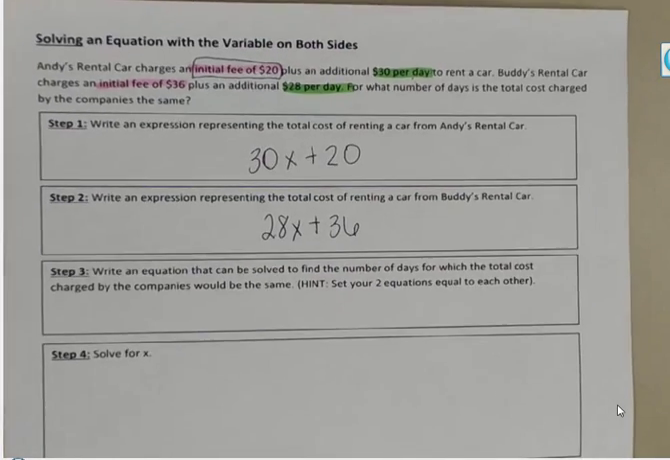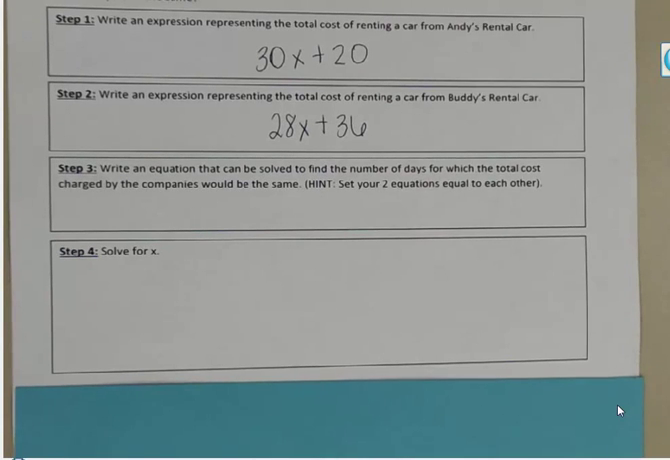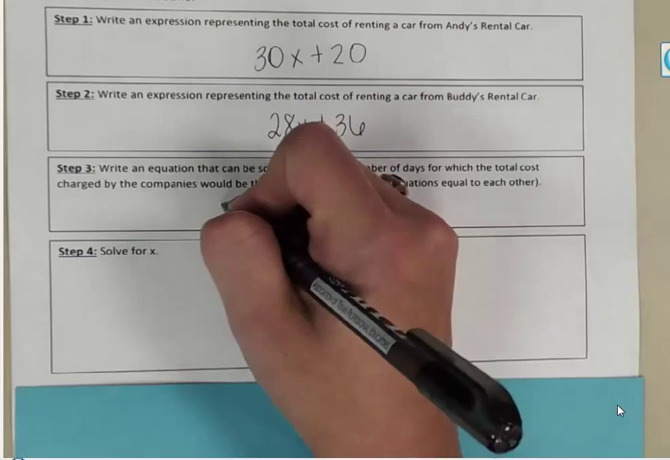So step 3 says write an equation that can be solved to find the number of days for which the total cost charged by the companies would be the same. Hint, set your two equations equal to one another. So I gave you guys a hint.